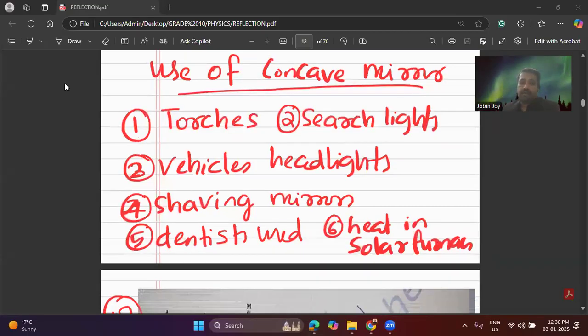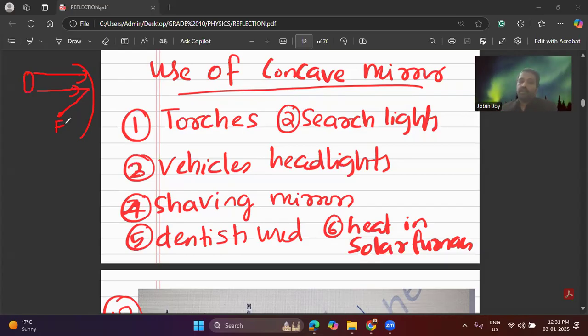As I already told you, here these rays are coming like this. The rays are at infinity, and they will be touching the concave mirror and reflecting back, and they will be passing through the focal point. That means the reflected ray will be coming to the focus, focusing the light rays to one particular point.